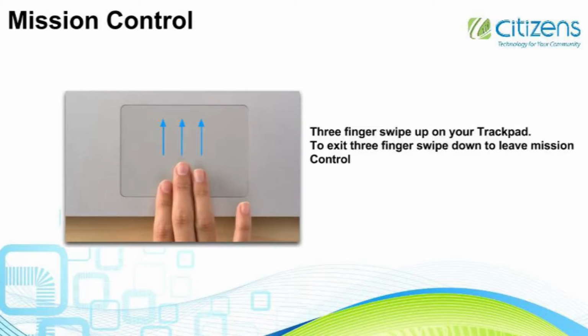So to get to Mission Control, and we'll talk a little bit more about what Mission Control is in a minute, it's 3 fingers, not 2, 3. 3-finger swipe up on your trackpad. To exit, you 3-finger swipe down to leave Mission Control. So swipe up to open it, swipe down to close it.